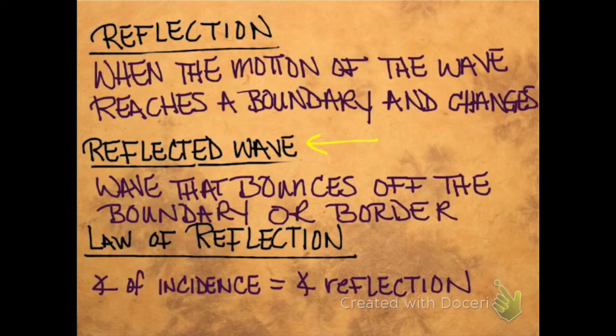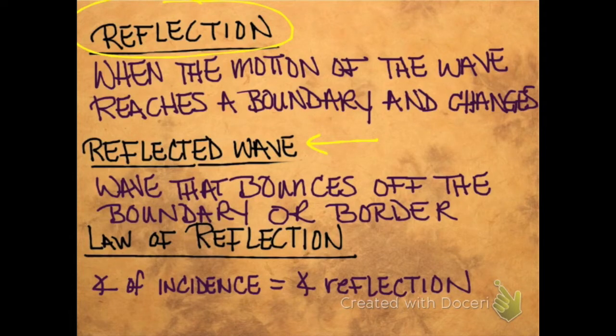Well, while we're talking about a reflected wave, let's look at what reflection is anyways. Reflection is when the motion of a wave reaches the boundary and then it changes. So you've got the wave coming in, you have your incident wave coming in, it strikes some sort of boundary or barrier, and it bounces off, and then you end up with a reflection.